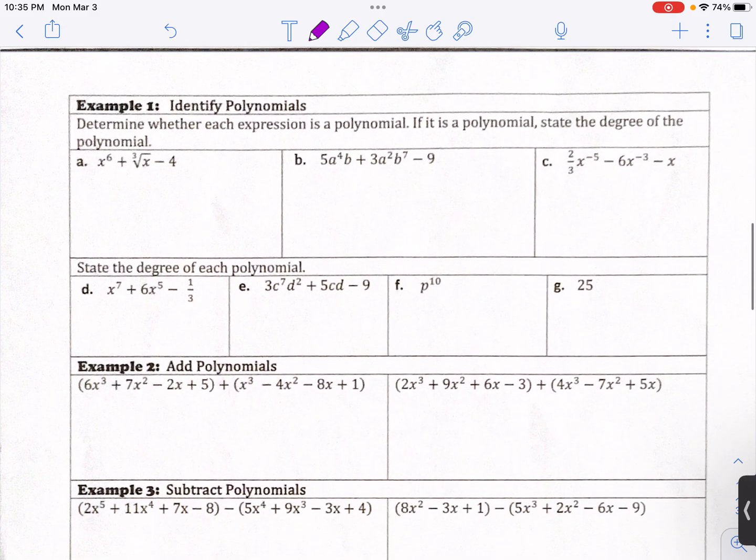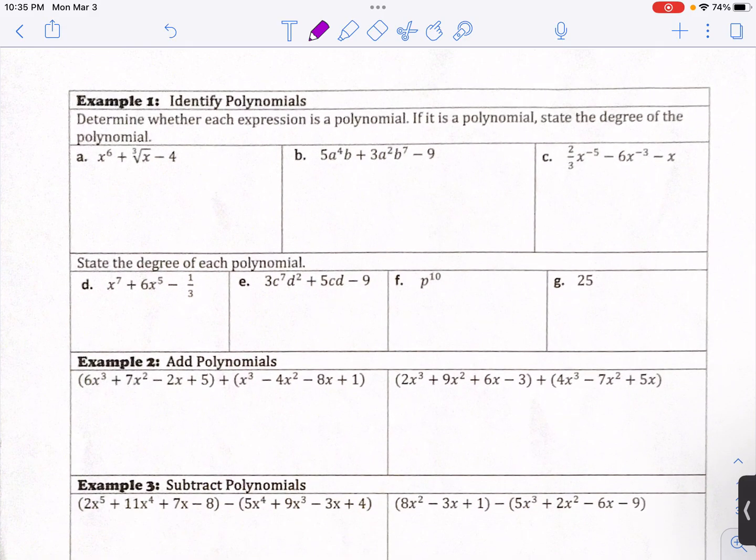So now that we built up our foundation, here are going to be our examples. All right, example number 1. What you need to know to identify a polynomial, you need to remember, for polynomials, exponents must be whole numbers. Write this down, this is important.